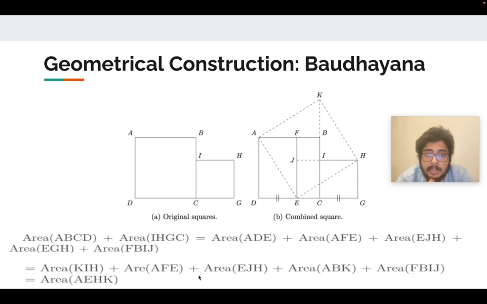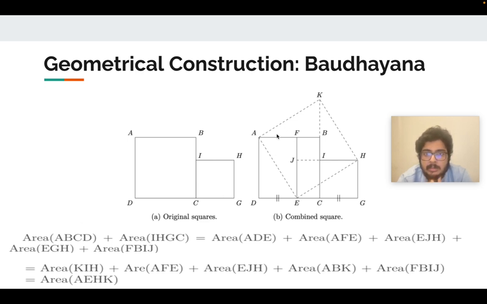Now note that KIH plus AFE, that is KIH plus ABK, right? KIH plus ABK plus AFE plus EJH plus FBIJ, right? This is what we have written: KIH plus AFE, that is this, plus ABK this, plus EJH this, plus FBIJ. This is equal to the area of AKHE, right? So we had started from area of ABCD plus IHGC is equal to the area of AEHK.